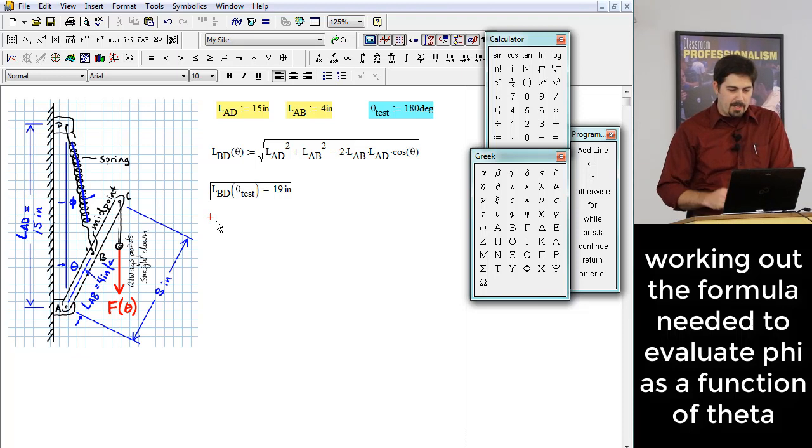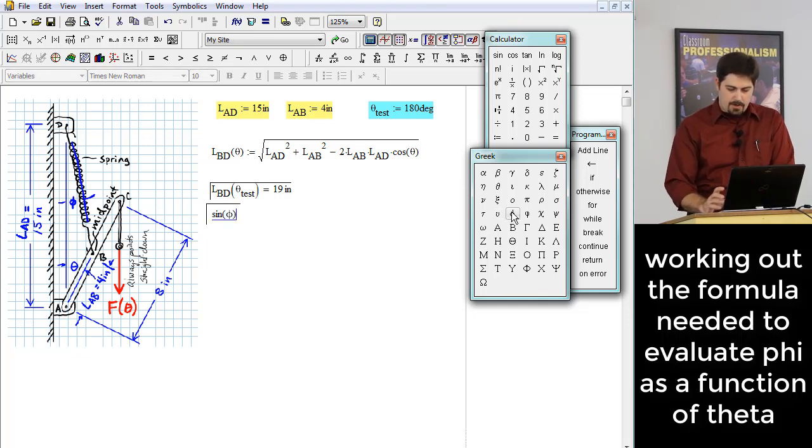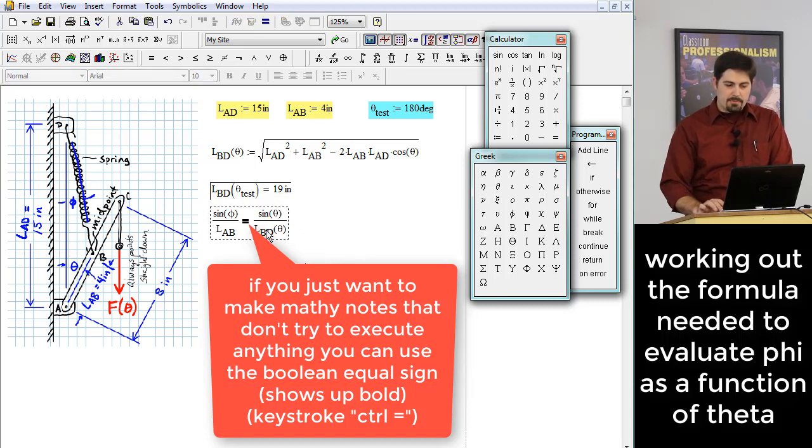Well, we might go back and remember the law of sines. Right? The sine of phi over LAB is the same as sine of theta over LBD, and that is a function of theta. Okay, so that's the basic equation that we will use.